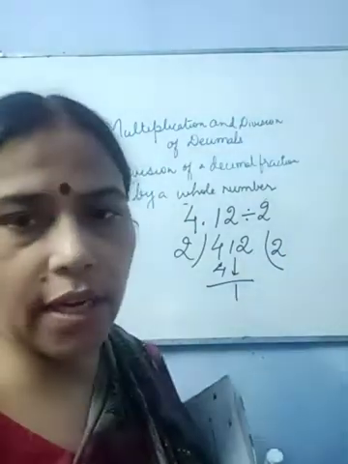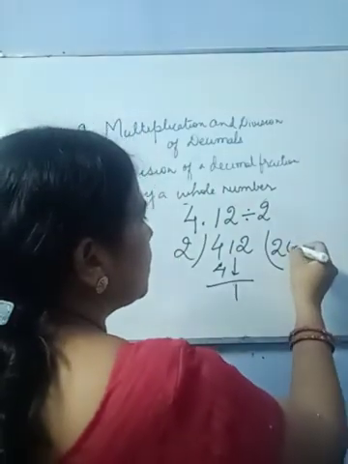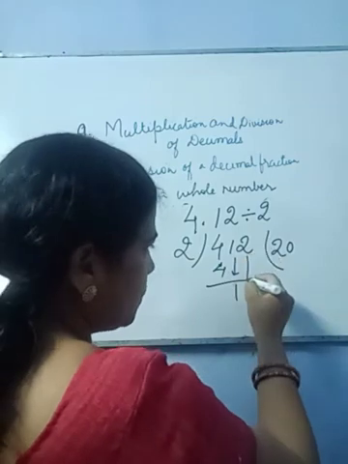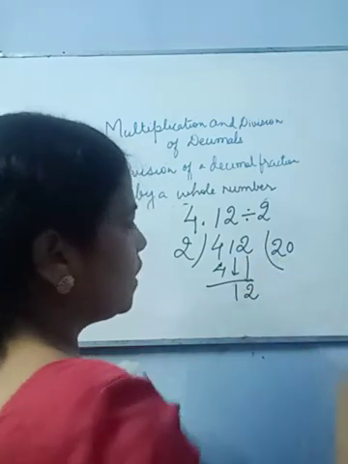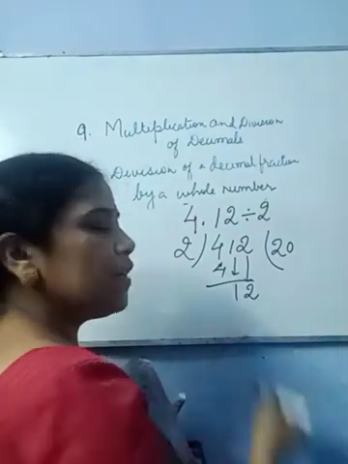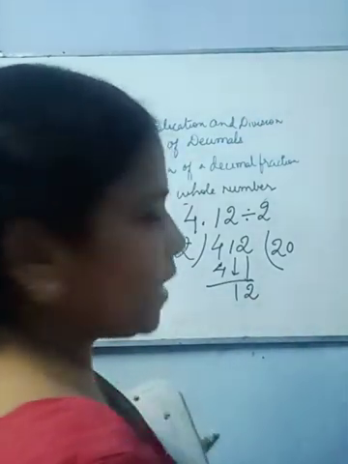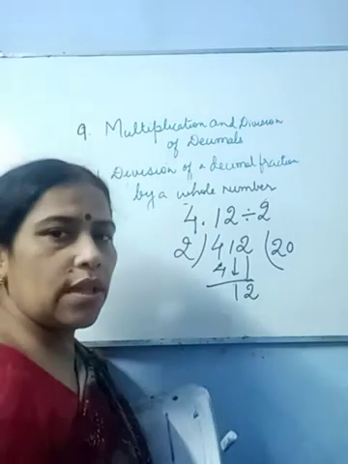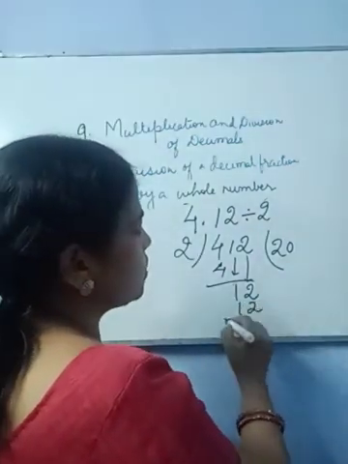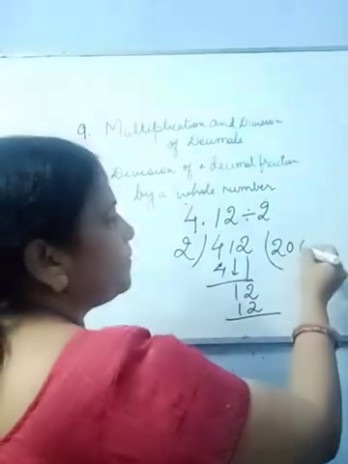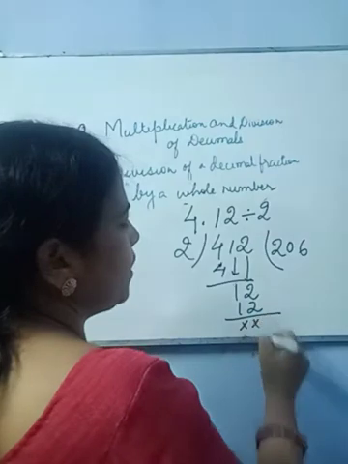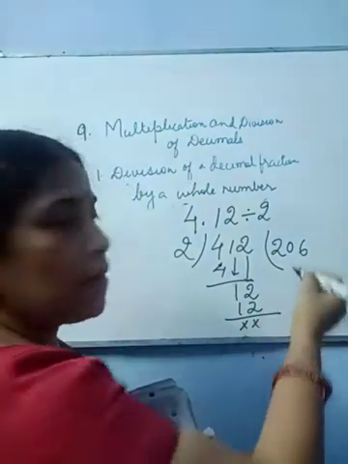1 is not divided by 2. So we write 0 over here. Now what will we do? There is 2. So bring this 2 down. Now this becomes 12. Now we will see whether this 12 is divided by 2 or not. So we know that this 12 is divided by 2. How many times? 6 times. 6 2s are 12. Write 6 over here. Now there is no remainder. What is the answer?